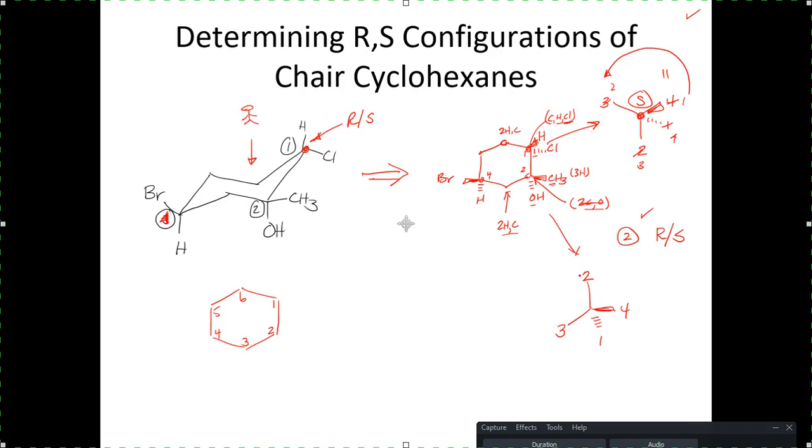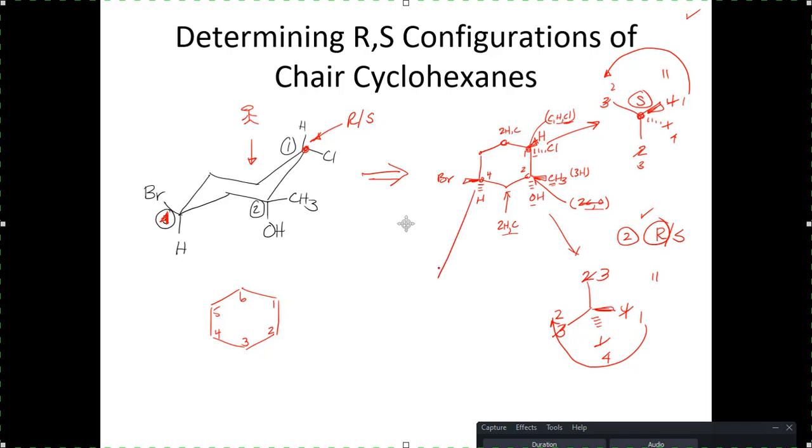So now I have 1, 2, 3, and 4. I've got to put the 4th priority group away from me by group switching, and then I'll switch 2 and 3. So now I've done 2 switches. Going from 1 to 2 to 3 is now what? Clockwise, so carbon 2 has the R configuration.